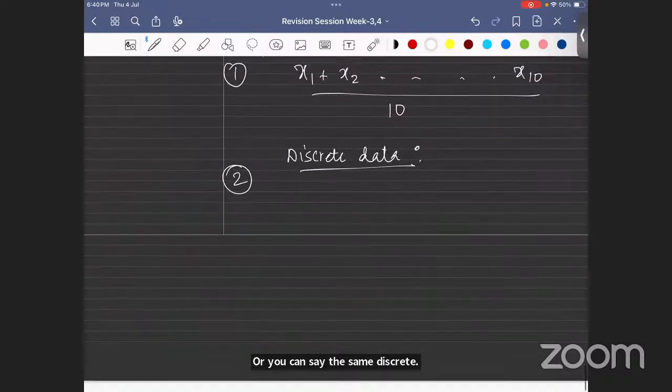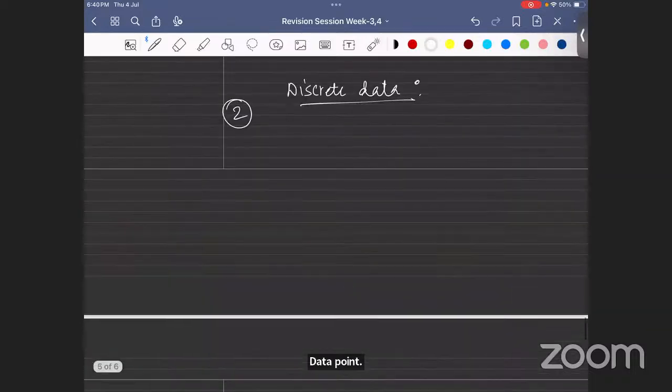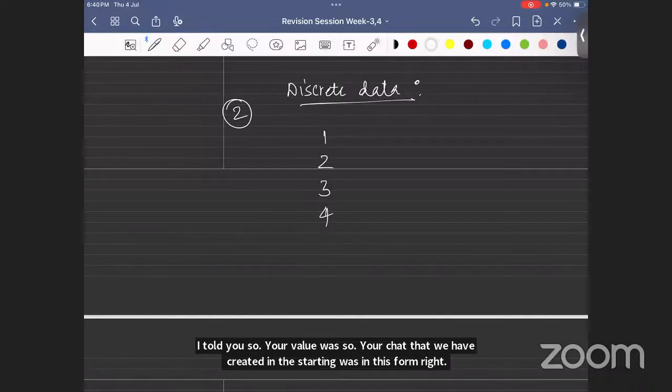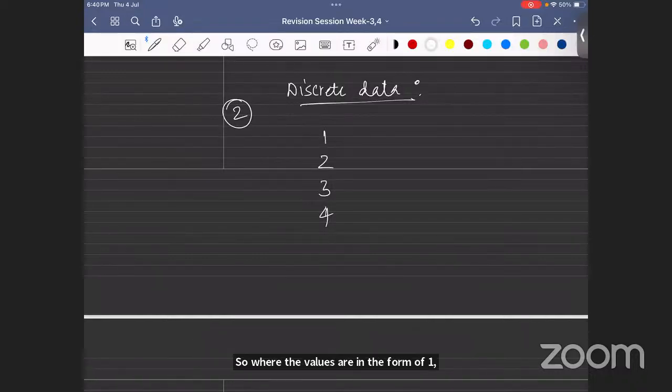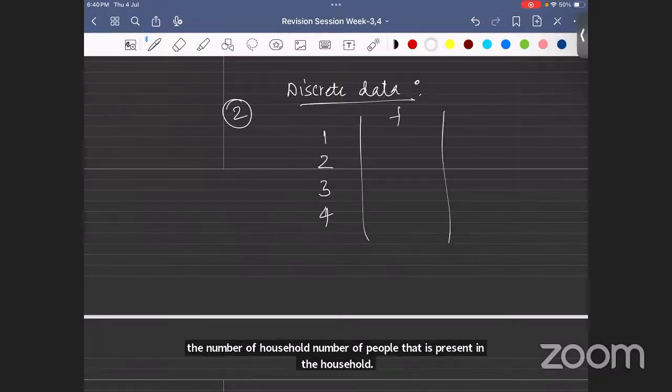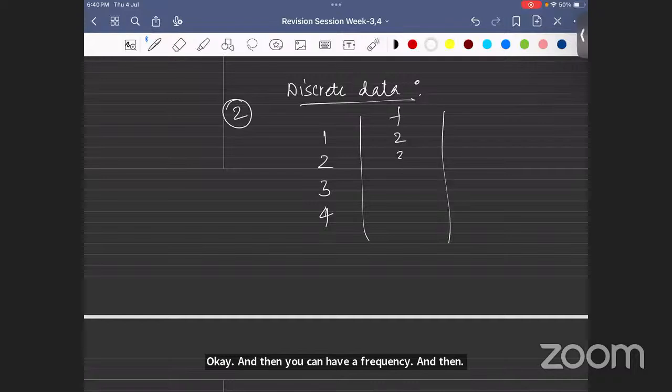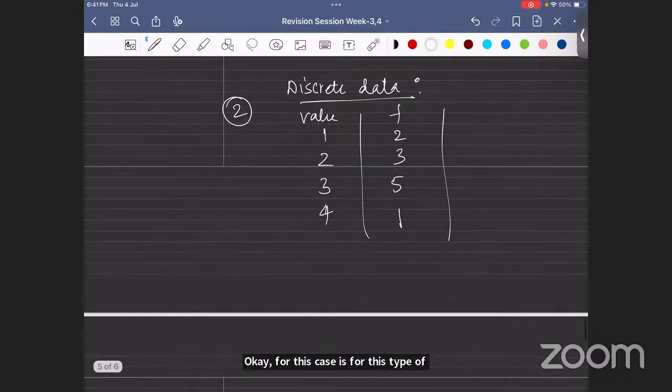Now here you can be given the chart that we created in the starting, in this form, where the values are 1, 2, and so on, maybe the number of people present in a household. Then you have a frequency, which, for example, can be 2, 3, 5, 1. Here it is the value. For this type of case, we have to calculate fi xi.